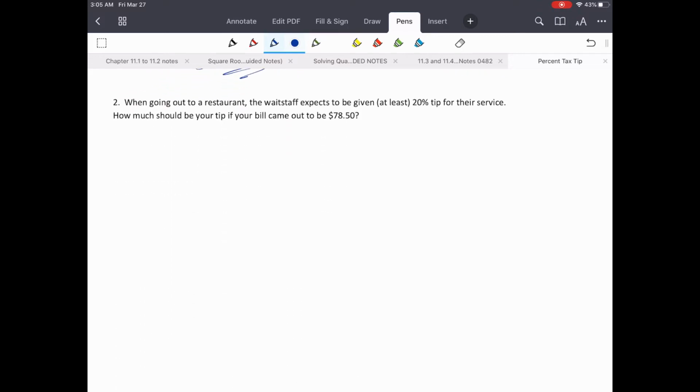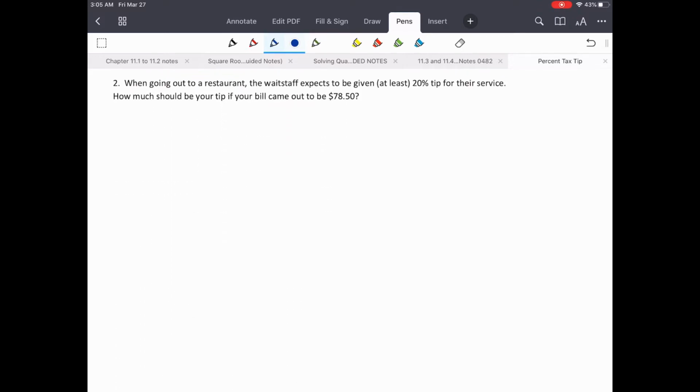Okay, next example here. It says, when going out to a restaurant, the wait staff expects to be given at least a 20% tip for the services they provide, like bringing your drinks and your food and cleaning up after you and bringing you extra napkins and all that stuff. That's called gratuity, right? So you should always do that. So the question is, how much should you tip if your bill came out to be $78.50? So we're just looking for what the tip should be.